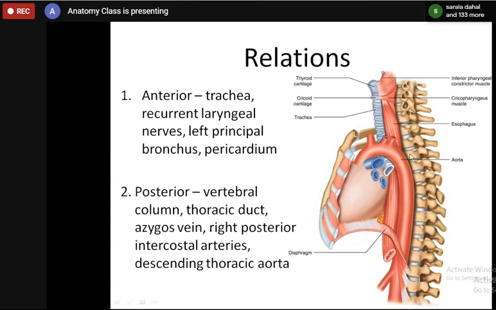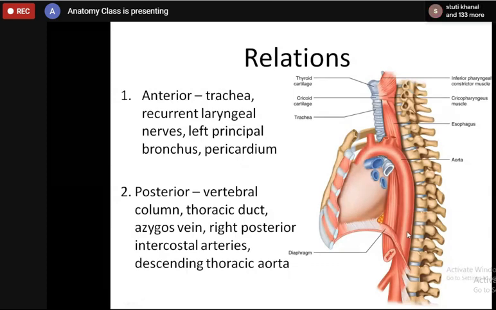Posterior relation of thoracic part is obviously the vertebrae, vertebral column, thoracic vertebra. Then along with thoracic vertebra, on the anterior aspect of thoracic vertebra, there is the presence of thoracic duct, azygous vein, right posterior intercostal arteries, and then descending thoracic aorta. Here we can see this structure, descending thoracic aorta and vertebral column. Besides this, thoracic duct, azygous vein, right posterior intercostal artery are present within this thoracic cage. Okay, so these are the structures related on the posterior aspect of thoracic part of esophagus.